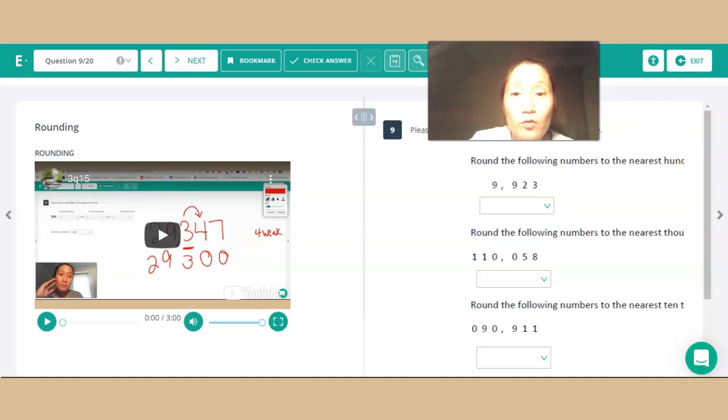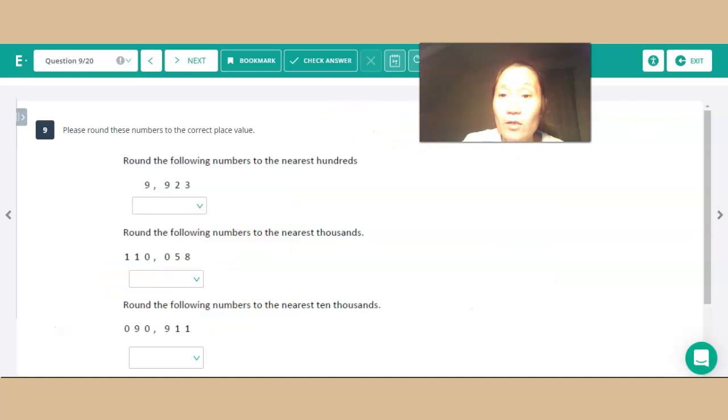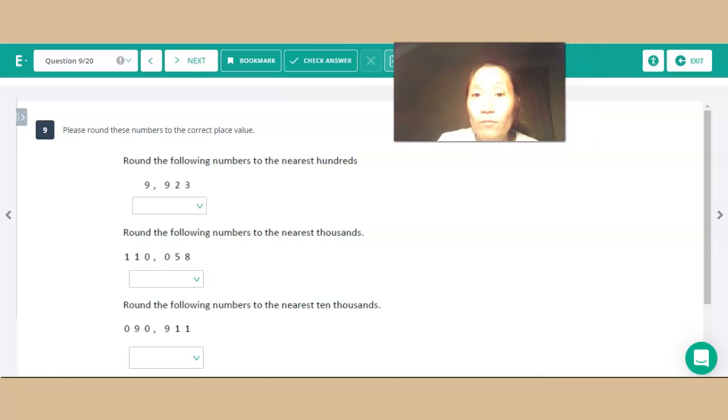Okay, in this problem, you are going to be rounding. You have to be able to round to any place value in 4th grade, so you should be able to round some pretty big numbers. So we're going to take a look at this. I need you to get your whiteboard and your markers out.